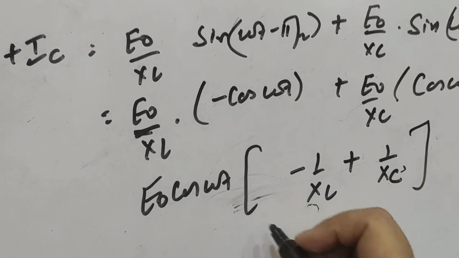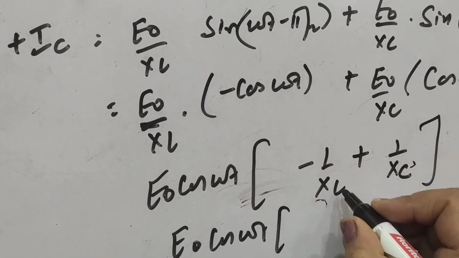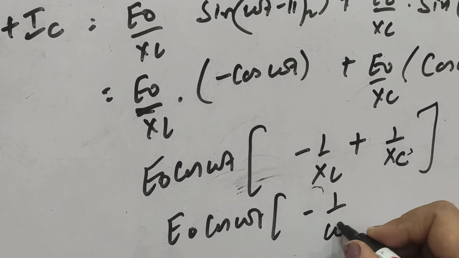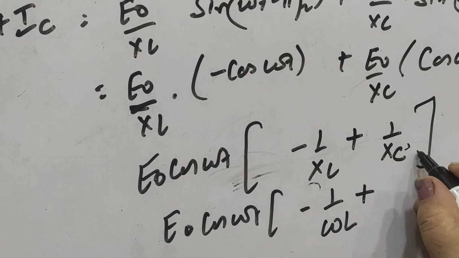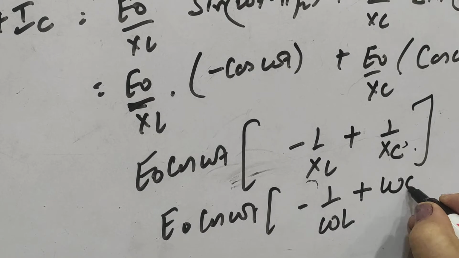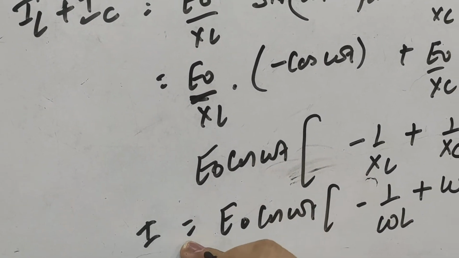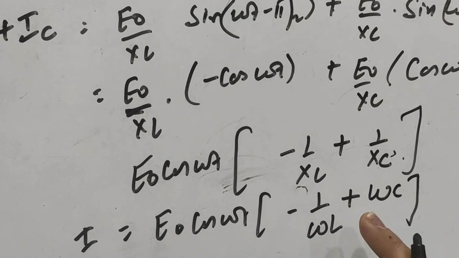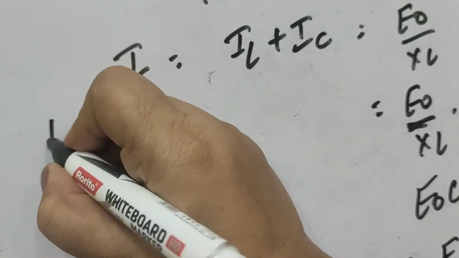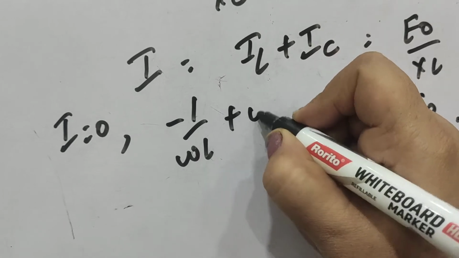Now putting the values of XL and XC, this is E naught cos of omega t times minus 1 by omega L plus, since 1 by XC is 1 upon 1 by omega C, that becomes omega C. This is the value of current. Now this current I will be 0 when this factor is equal to 0. So we can write that I is equal to 0 when minus 1 by omega L plus omega C is equal to 0.